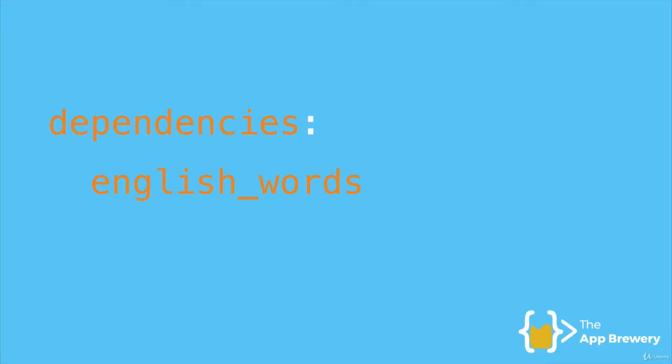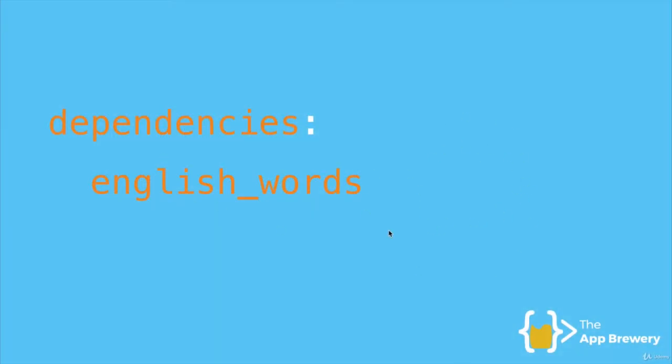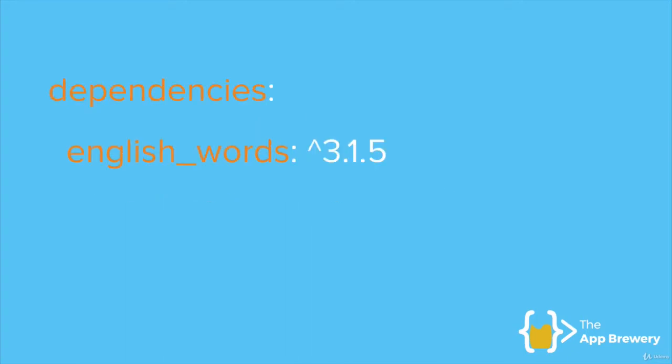Now what this does is tell Flutter to grab this particular package called English Words from the default location, which is that same website that I just showed you, pub.dartlang.org. By not having any numbers after this, we're saying grab any version you like, any one that you can find essentially. But if we add a version number after the name of the package, we're telling Flutter to download any version of this package that begins with the major version of 3.